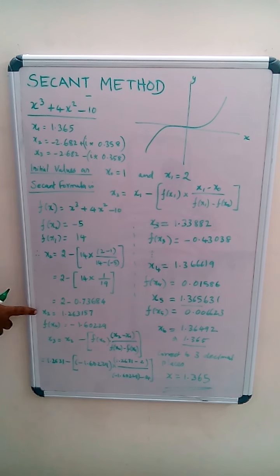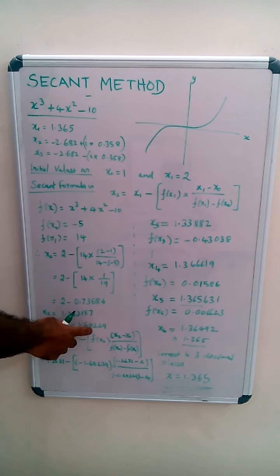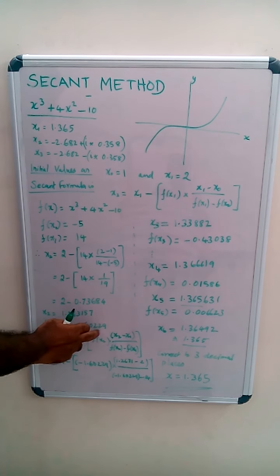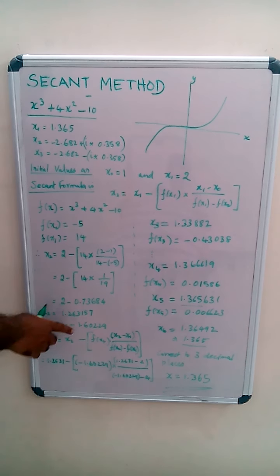If we evaluate the function at this x value, we get f of x2, which is minus 1.60229. So we see f of x0 is minus 5, f of x1 is 14, whereas f of x2 is minus 1.60229. Hence we are approaching closer to 0.